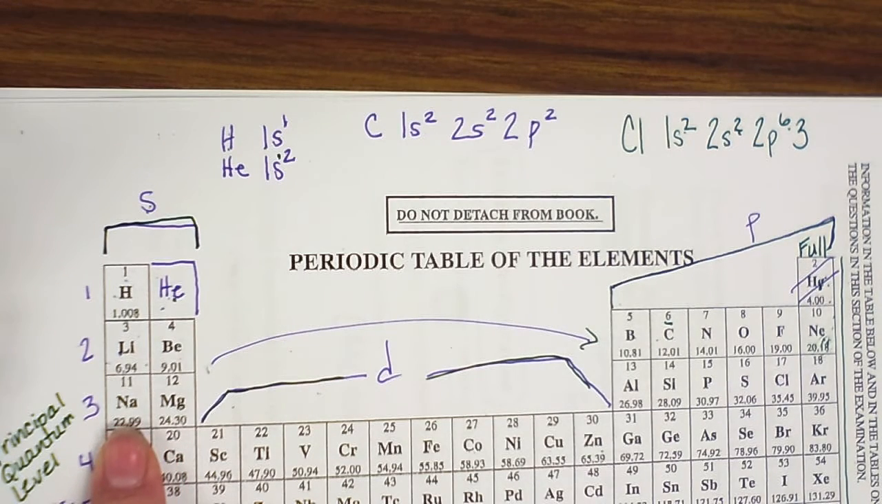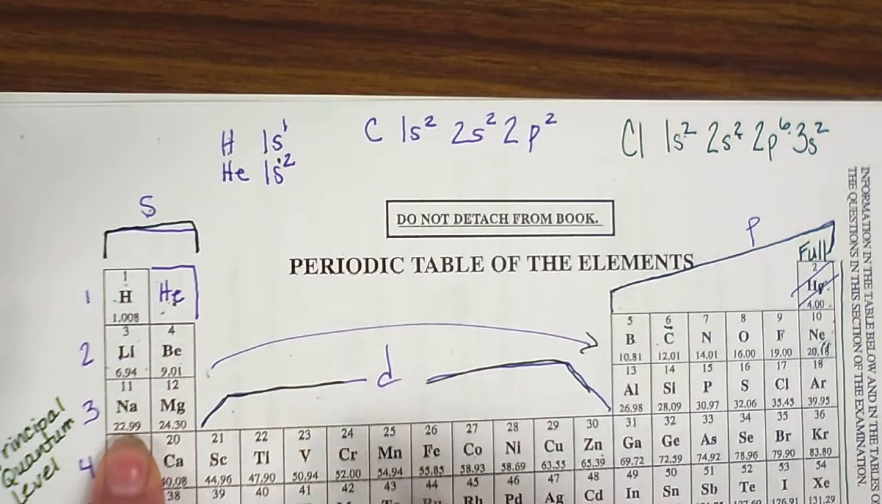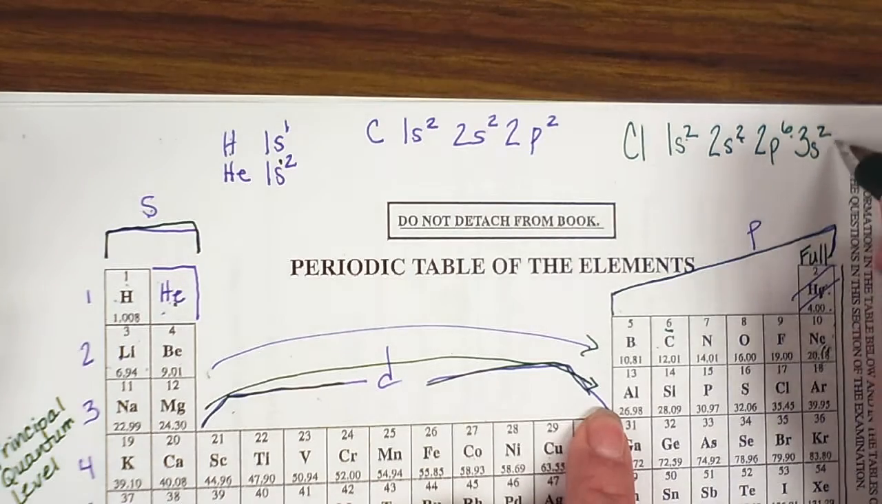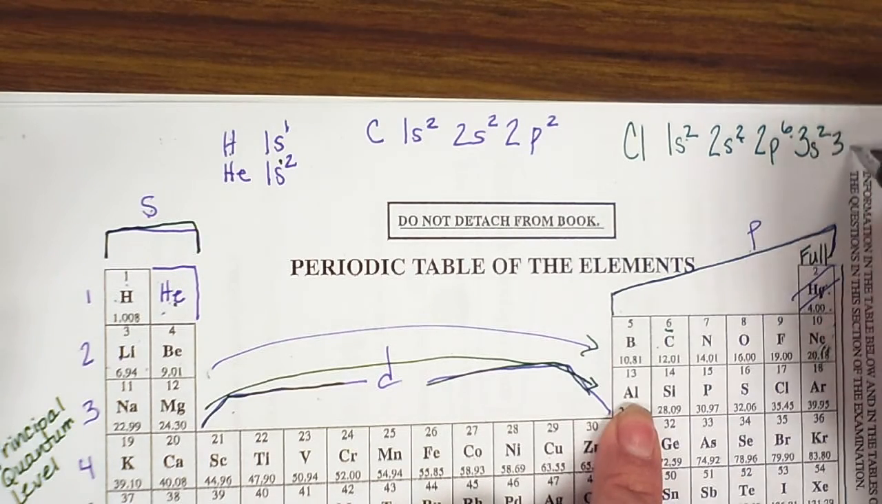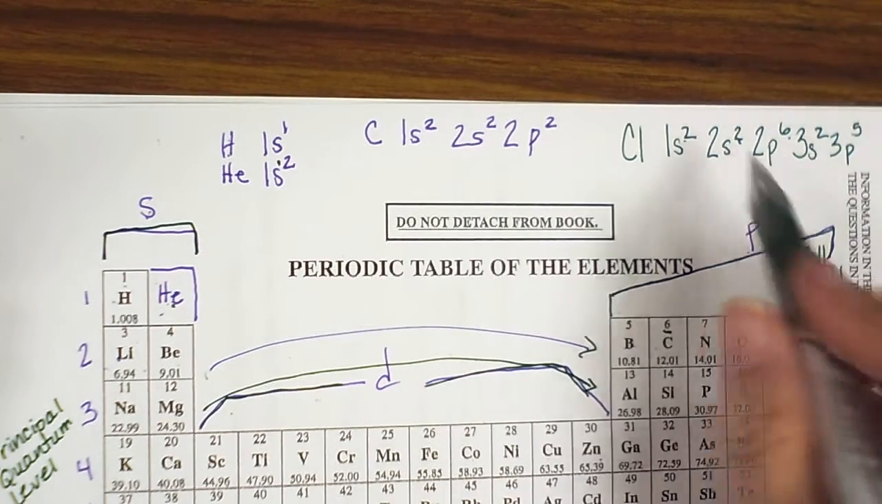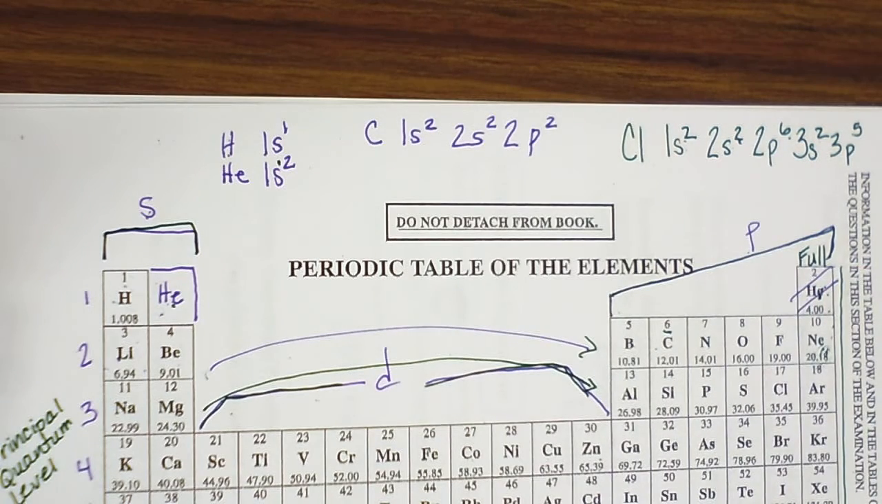I'm here. So I have to put the first 2 electrons into the S sublevel in the third energy level. So now I'm going to skip the d block. And I'm going to go over to 3P. How many electrons do I need to put in there? 5. So now I count. 2, 4, 10, 12, 17. So that's it. How many electrons does chlorine need to be like argon, which is full?